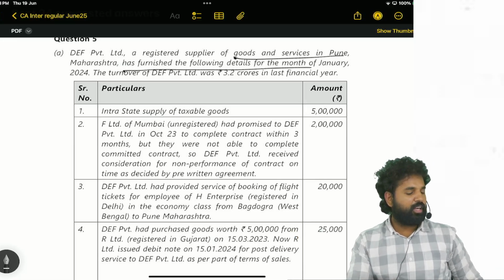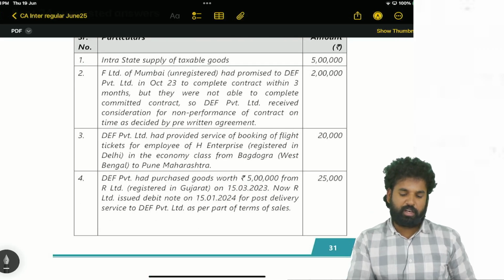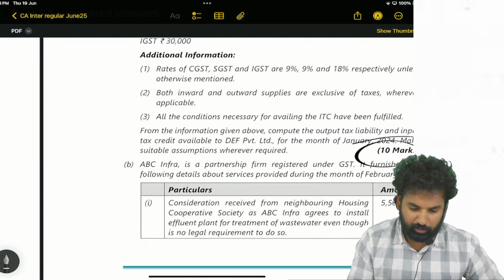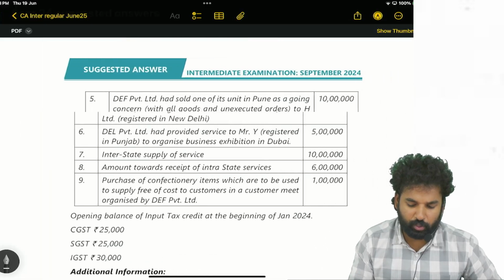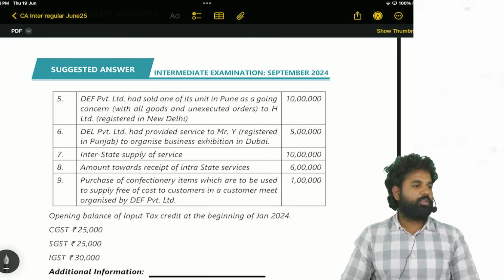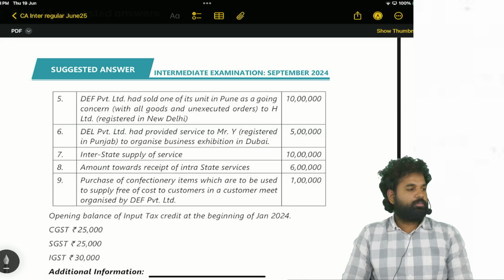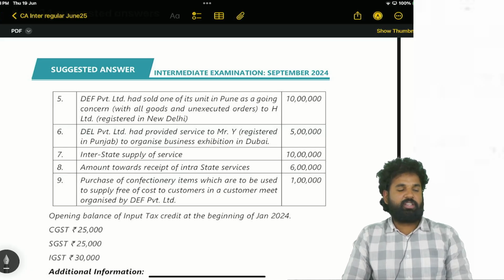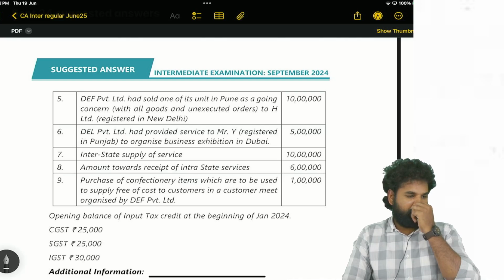Now we are in which month? Jan 24. So in Jan 24, on 15th Jan 2024, debit note issued for 25,000 rupees. Next, DEF Private Limited has sold one of its units in Pune as a going concern to H Limited, registered in New Delhi, for 10 lakhs. DEF Private Limited had provided services to Mr. Y, registered in Punjab, to organize a business exhibition in Dubai, 5 lakhs. Interstate supply of services for 10 lakhs. Amount towards receipt of intrastate services 6 lakhs. Purchase of confectionery items which are to be used for supply free of cost to the customers in a customer meet organized by DEF Private Limited is 1 lakh.